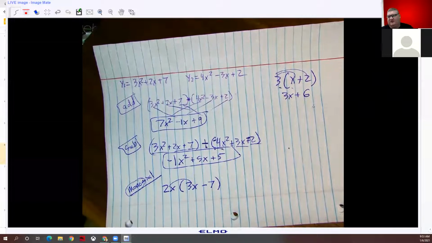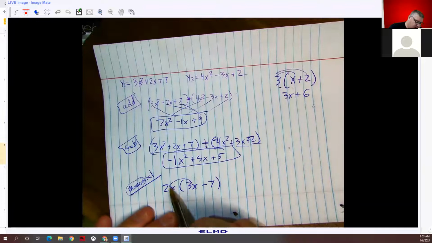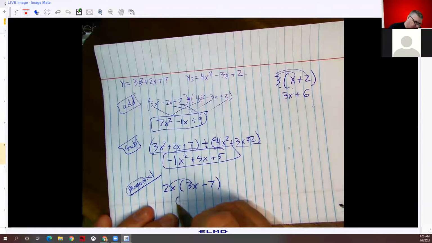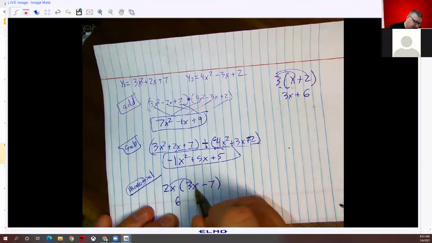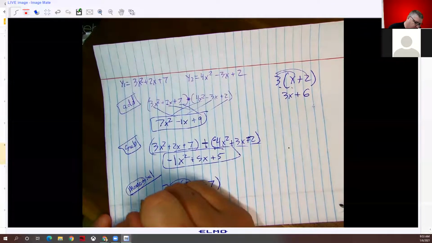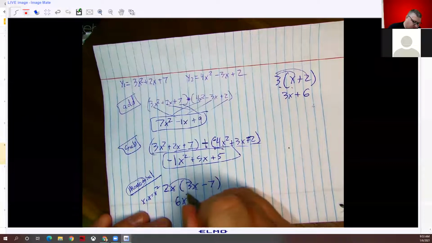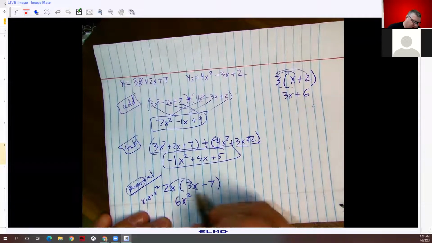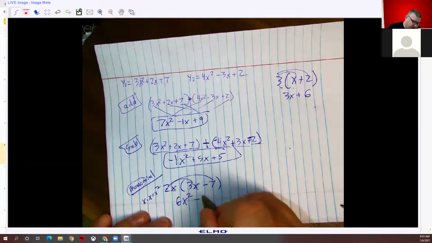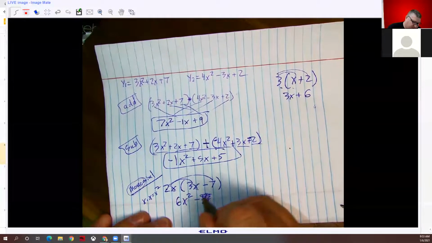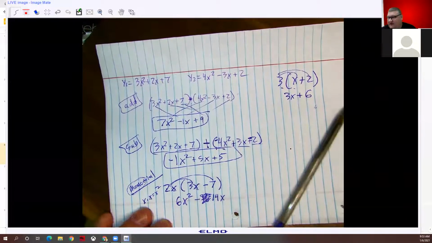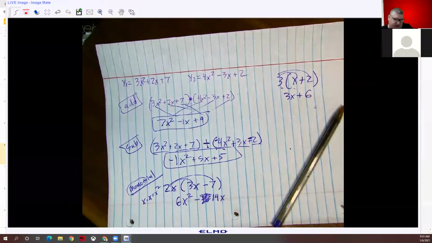Now, earlier I said when you're adding that the exponents don't change. Be very careful. 3x squared plus 4x squared is 7x squared. But here, when I multiply, 2 times 3 is 6, but I'm multiplying now, not adding. So x times x is x squared. So 6x squared. Now 2x times negative 7, I get, whoa, not 16. Negative 14x right there, just like that.